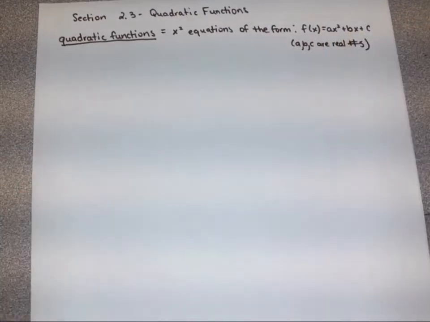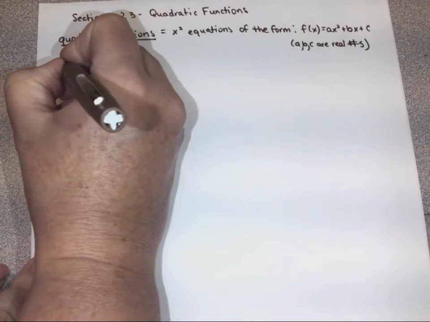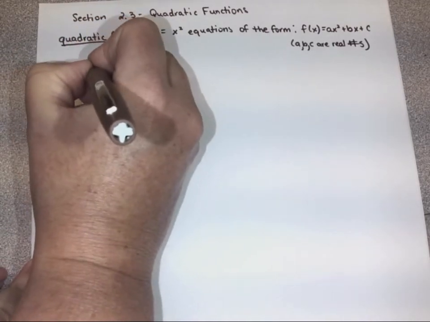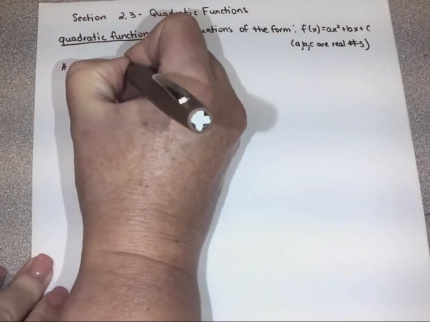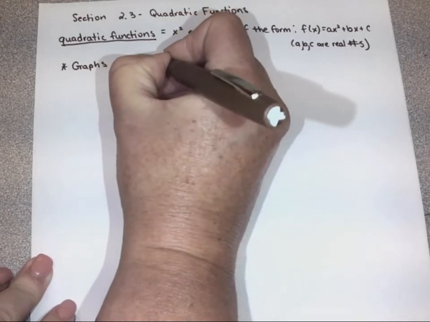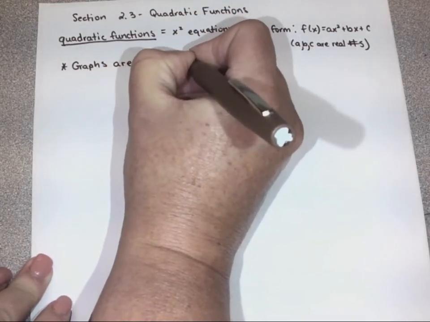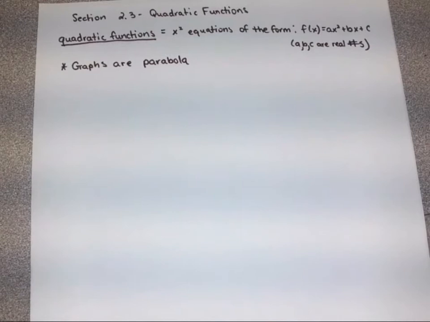Okay, we've already looked at this form on the review day where we looked at factoring and stuff like that. But we're going to focus more on the components of a parabola, because graphs of quadratic functions always end up being parabolas.